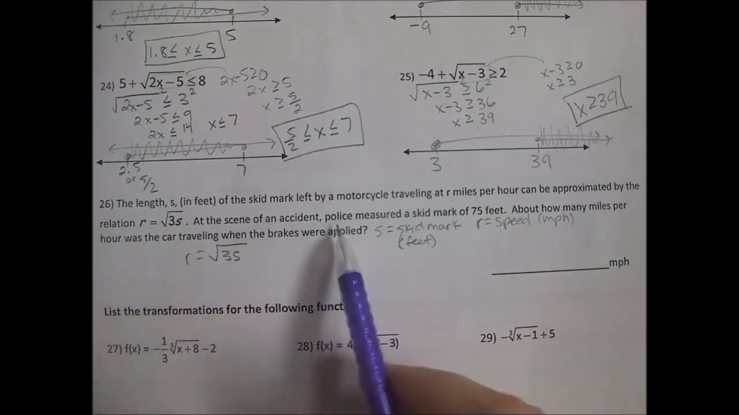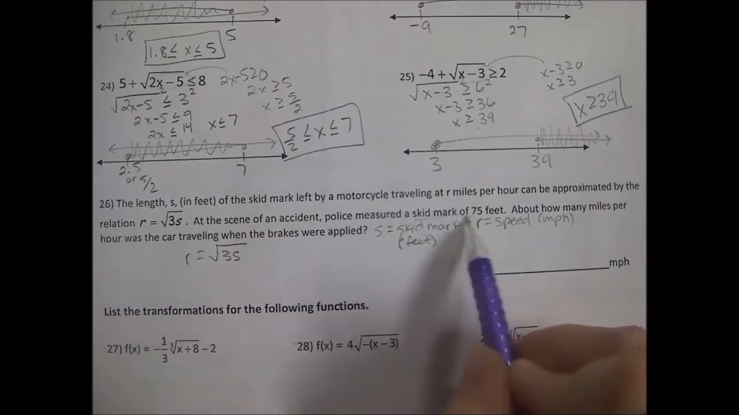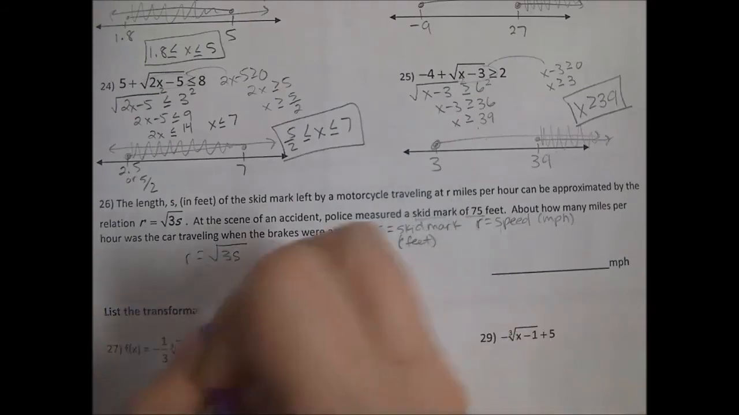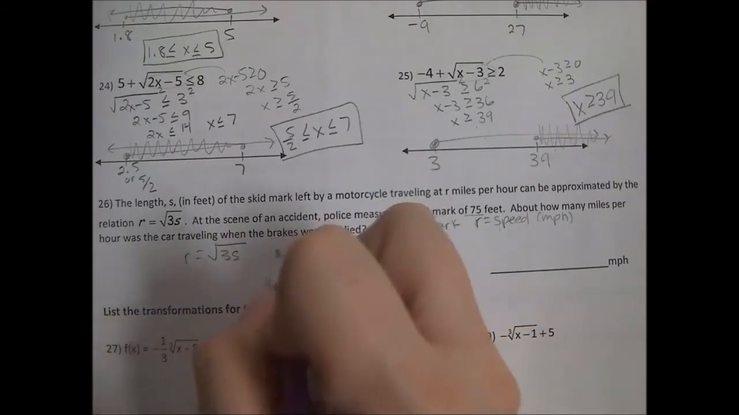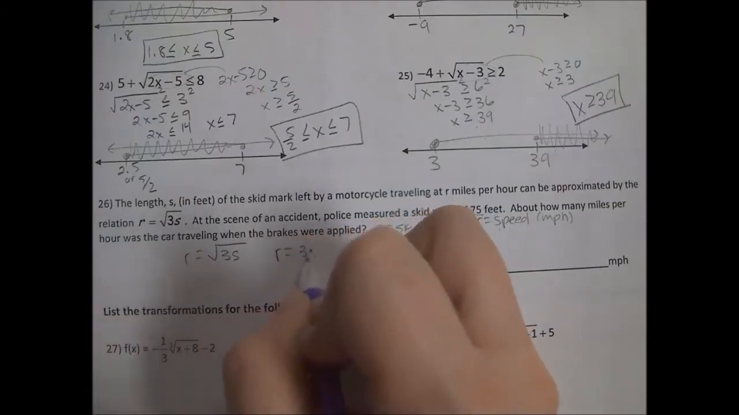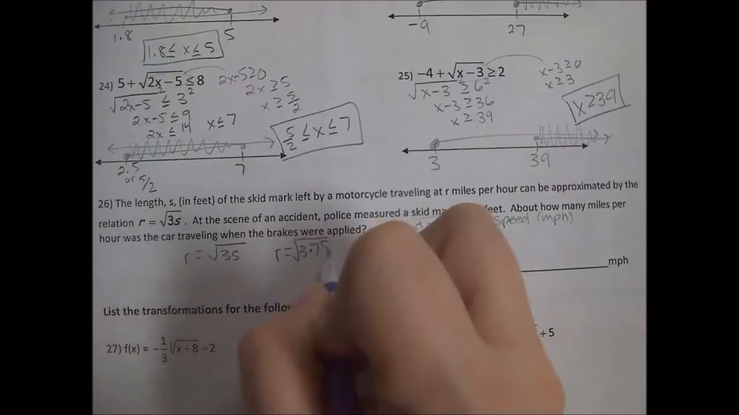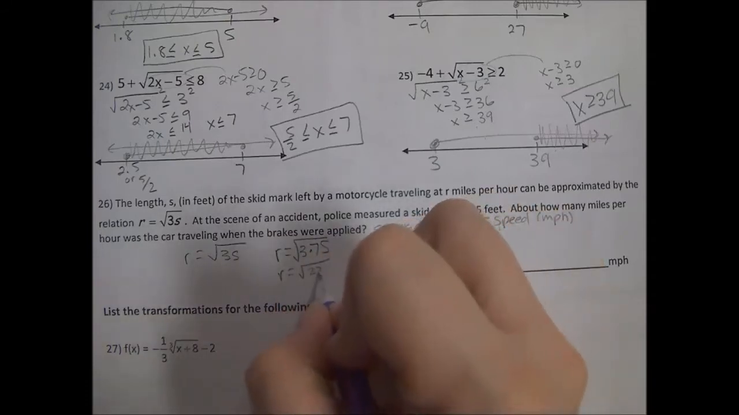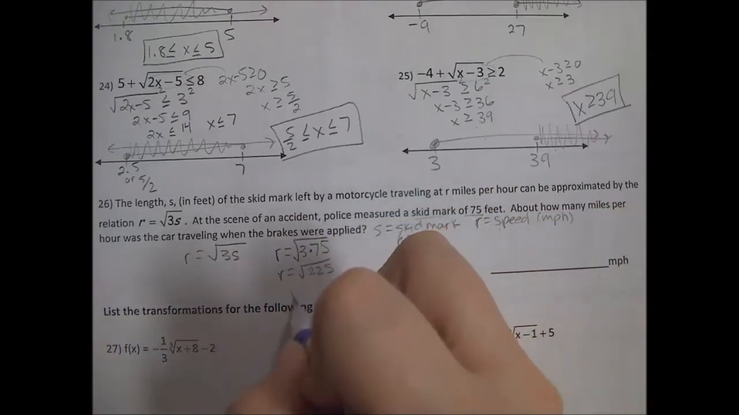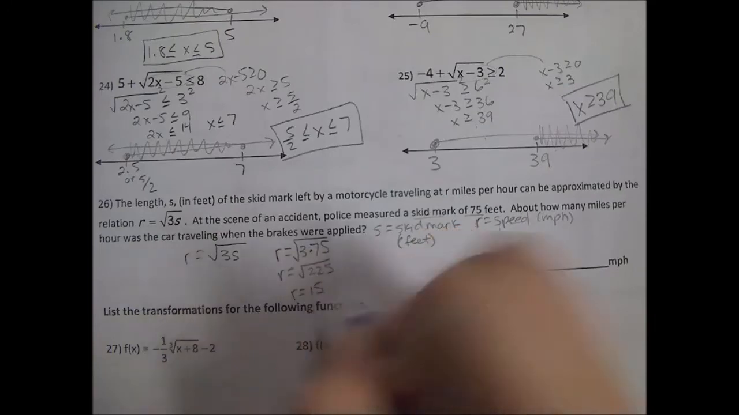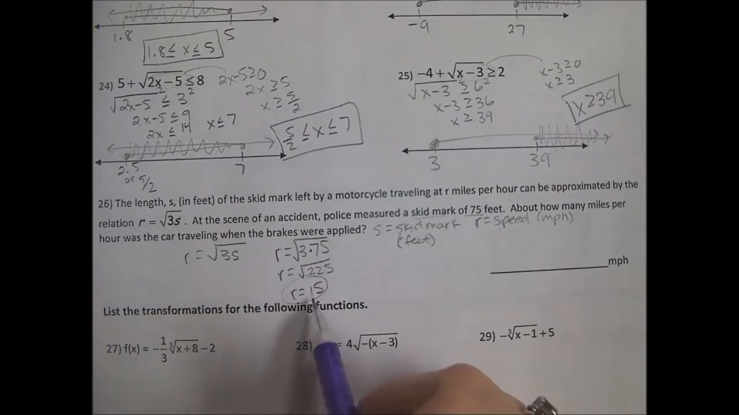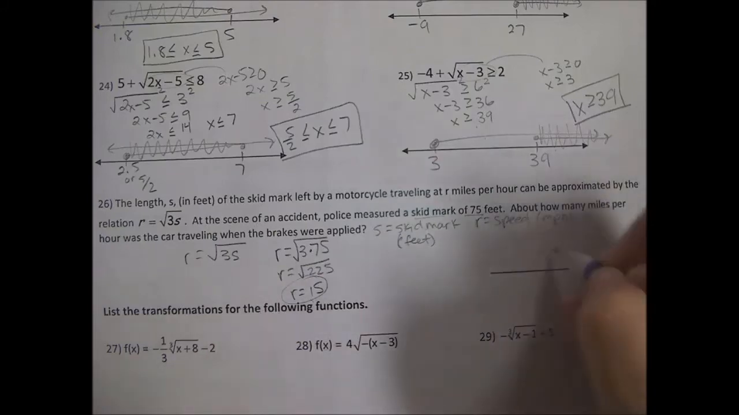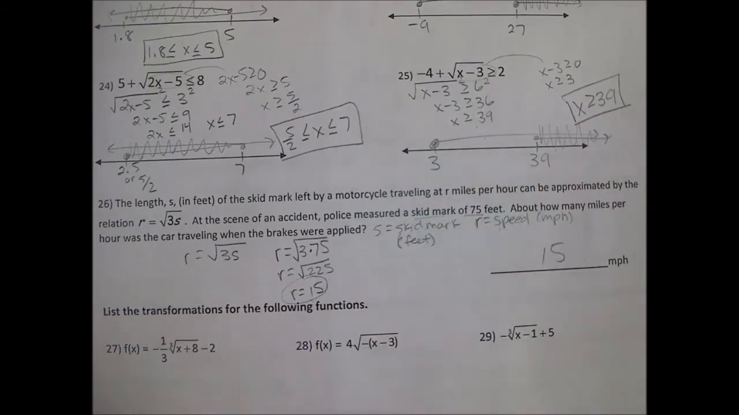At the scene of the accident, the police measured a skid mark of 75 feet. So that's our s. So we're going to say r is equal to the square root of 3 times 75, which is going to simplify to the square root of 225, which is 15. So we get r equals 15. That's our speed. So we know that the motorcycle was traveling about 15 miles per hour.